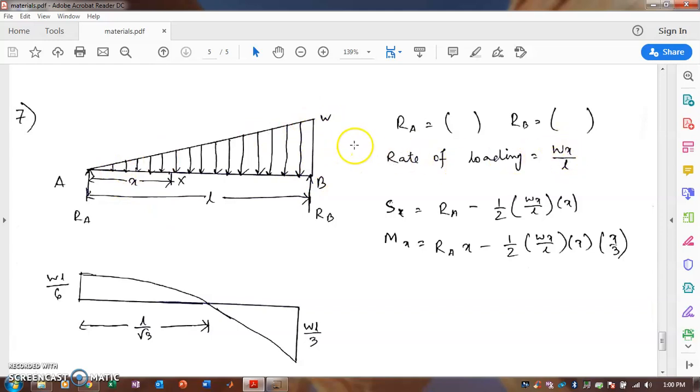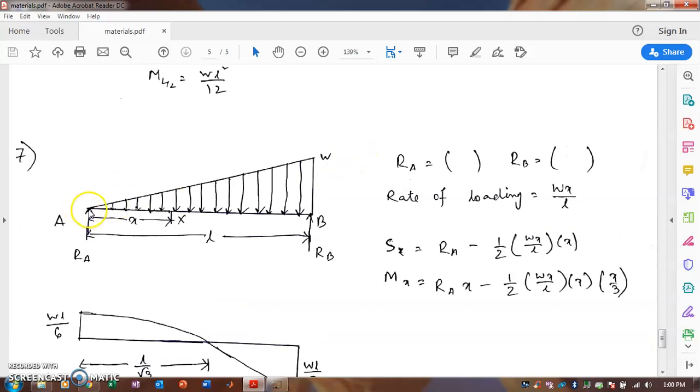So by the same procedure, you need to take moment with respect to point A or B. If you take the moment about point B, what will happen? Ra into L equals the total load. How much is the total load? It is the area, half into base into height, so half WL. So the total load is half WL, into the distance, which is L by 3.